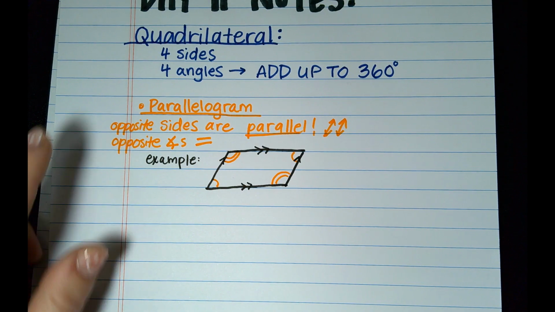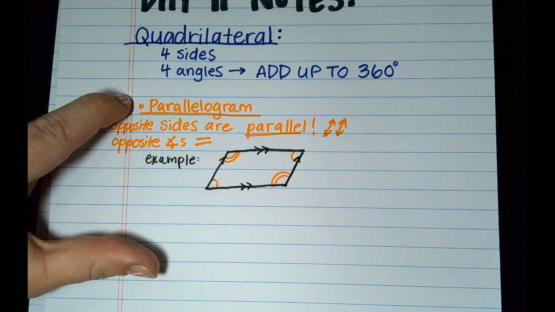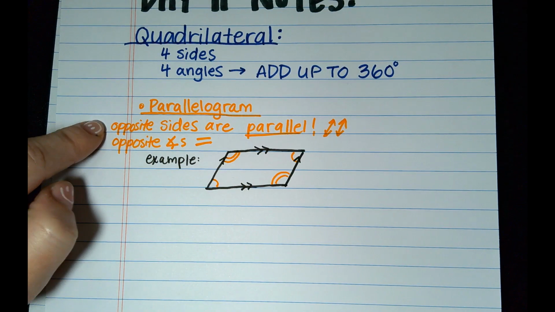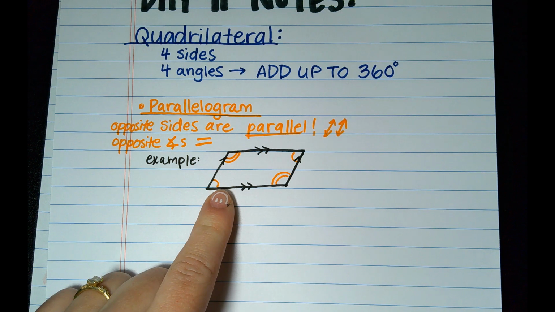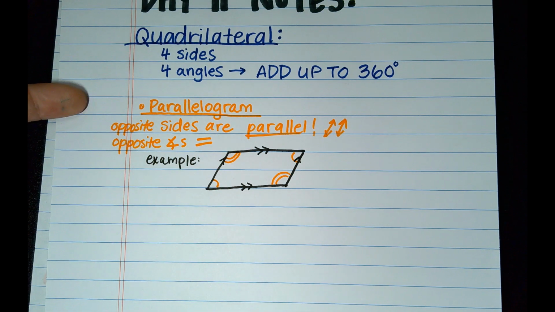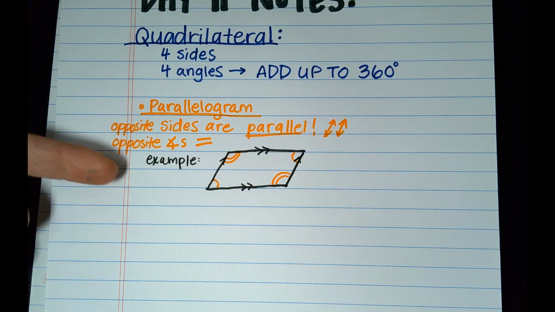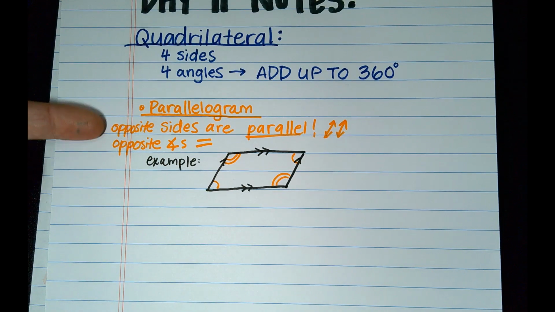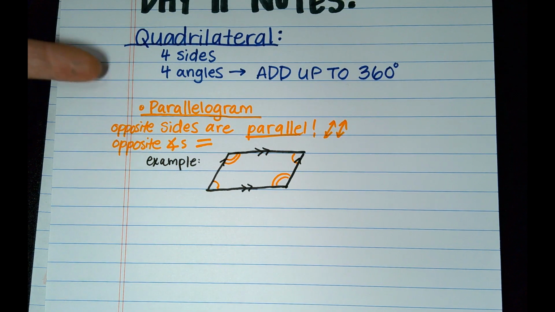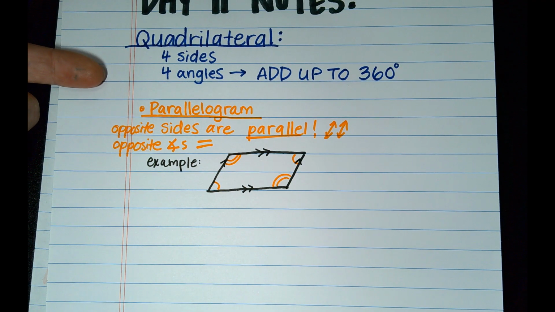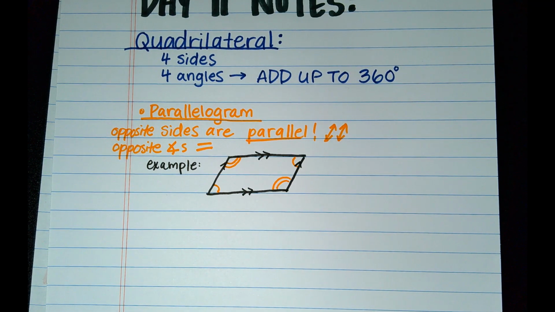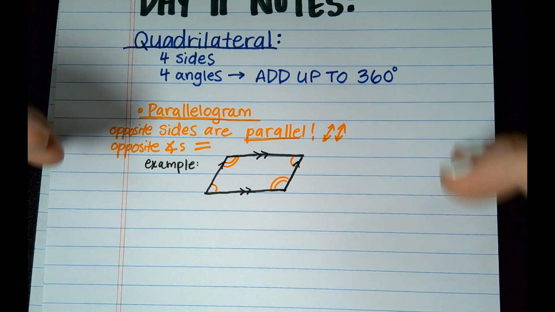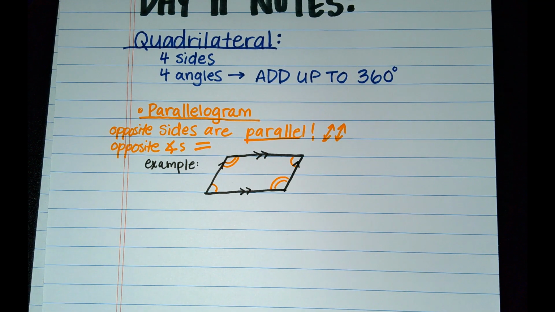Okay. So, a parallelogram has opposite sides parallel, opposite angles equal, and a parallelogram is also considered a quadrilateral because not only does it have these specific qualities, but it also must have the four sides and the four angles. So, every shape I tell you about today is a quadrilateral. They will all have four sides and four angles. But as we go, we're just going to get more and more specific, okay?